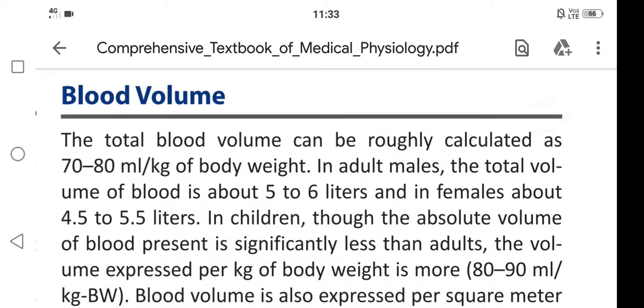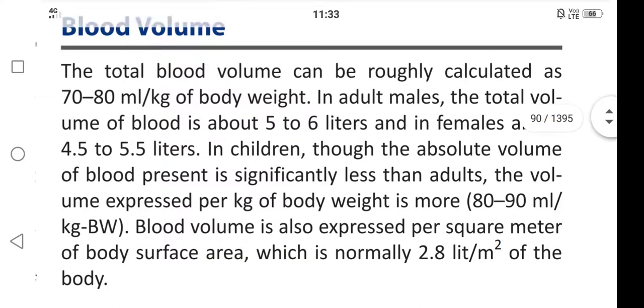The total blood volume can be roughly calculated as 70 to 80 ml per kg of body weight. In adult males, the total volume of blood is about 5 to 6 liters, and in females about 4.5 to 5.5 liters. In children, though the absolute volume of blood present is significantly less than adults, the volume expressed per kg of body weight is more, that is 80 to 90 ml per kg with respect to the body weight.